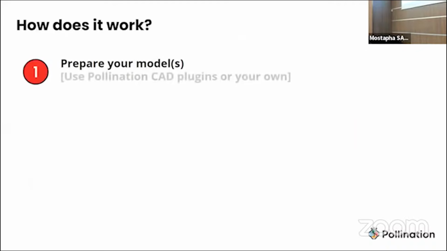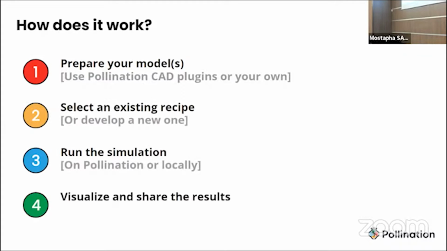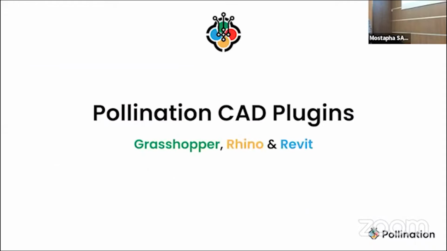So how does it work? In a very simple process, you prepare your model, you select an existing recipe, you run the simulation, and you visualize the result. And all of this, you see, I have a gray one here, which means you can do that or you can do something else. But I'm not going to go through that much detail right now unless someone has any questions. I'm going to overview all these technologies for you and try to talk about why they are important and why we had to develop them.